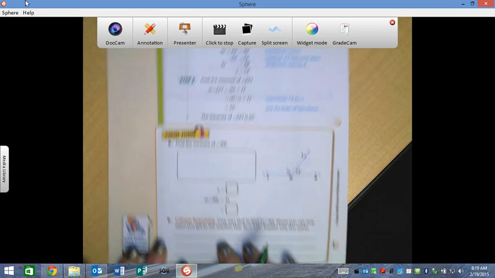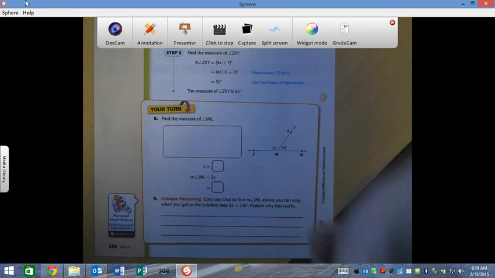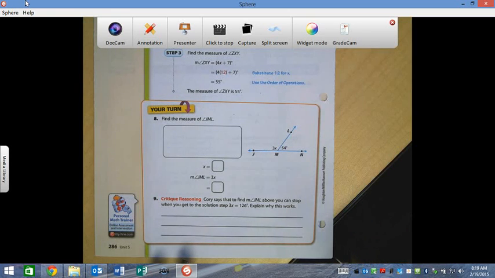Alright, so what you will need to do for the your turn is you will need to pause the video and find the angle measure of JML, and then you will need to answer question 9. When you come back, check your answers. They will be here for you.